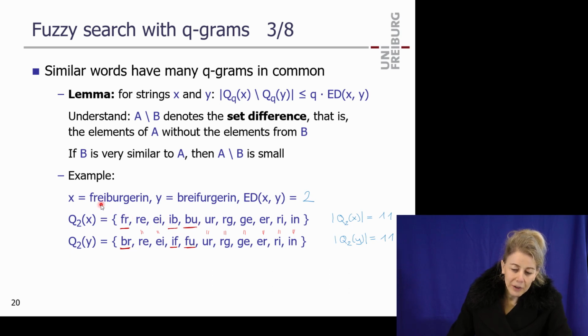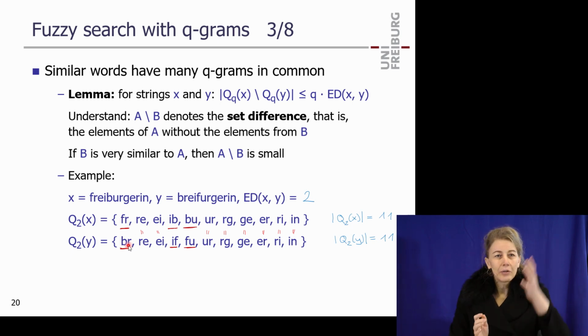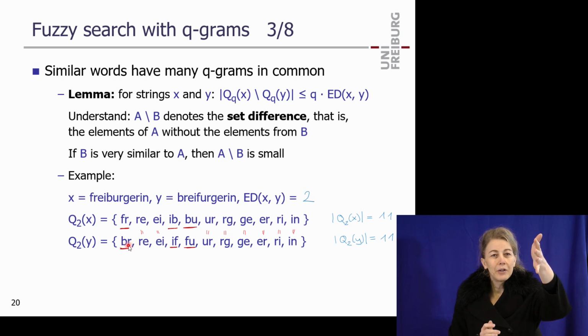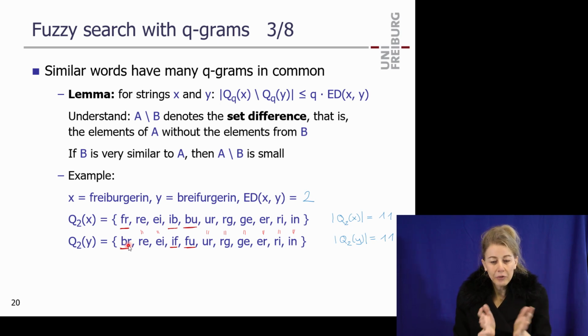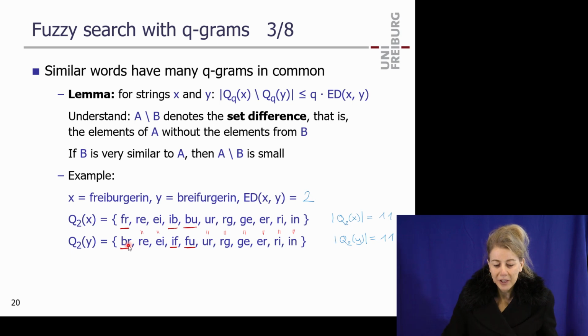Why does this change here affect only 1 2-gram and not 2? Who can tell me that? Yeah, it's nothing before it. It's the first letter, so it's kind of special, right? And we will exploit that later, or we will do something about it. So in the beginning, it doesn't have to affect 2. It can also affect less if it's at the beginning or at the end.